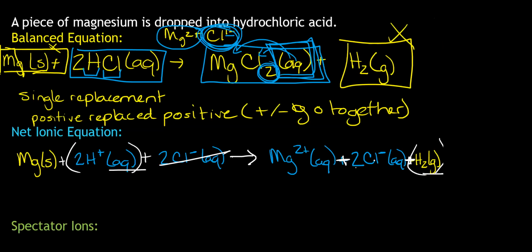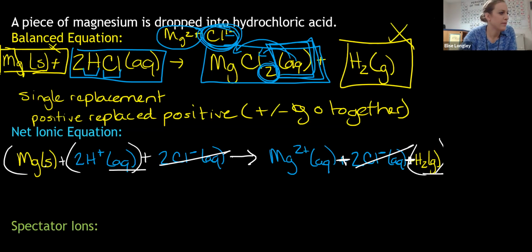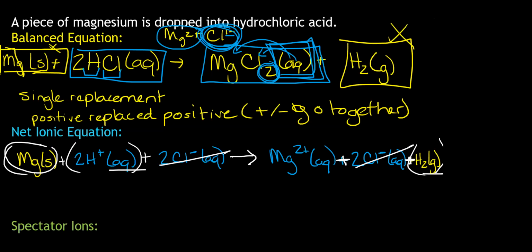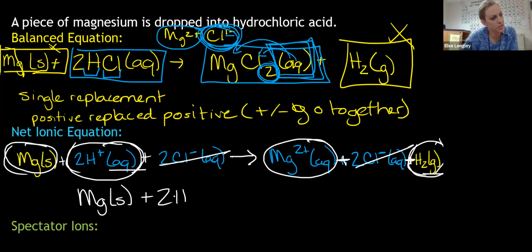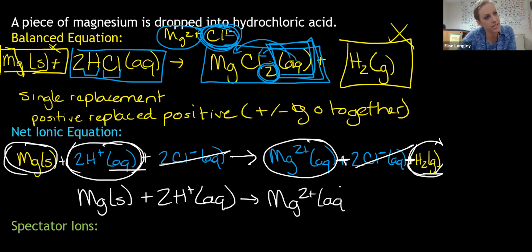Yes, because that column looks exactly the same. The magnesium does not look the same. The H plus does not look the same. The Mg2 plus does not look the same, and the H2 does not look the same. So when I finish my net ionic equation, I have Mg solid plus 2H plus aqueous, because it's everything that's left over after we crossed off the others, right? Mg2 plus aqueous plus H2 gas.